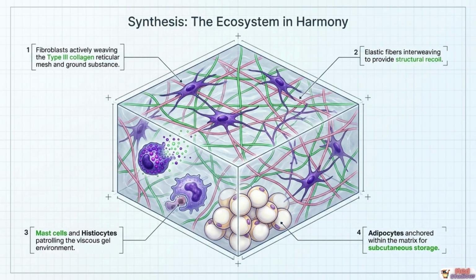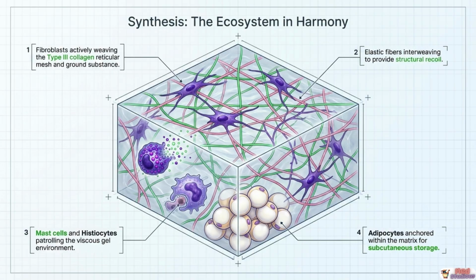Woven directly into that mesh are the elastic fibers, constantly stretching and providing structural recoil as the body moves and breathes. Navigating through this hydrated gel environment are the immune sentinels, mast cells chemically sniffing for allergens, and histiocytes physically patrolling for cellular debris and foreign invaders. And anchored safely within this complex matrix are the adipocytes, silently holding on to subcutaneous energy stores until the body needs them. None of these components function in isolation.